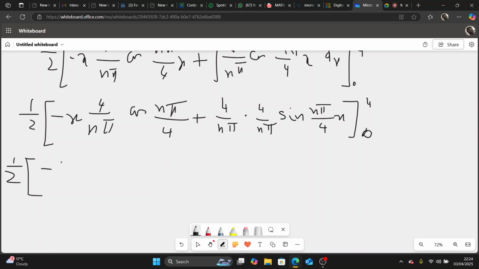So I'm going to have what? Minus 16 over n pi cos, remember this is n pi x. Do you agree? Yes, I agree. Cos, when you substitute 4, what will you have? We'll have cos n pi. 4 will cancel 4 here.